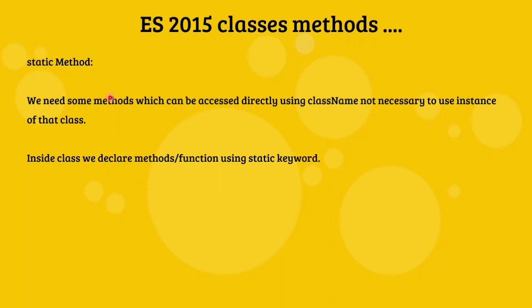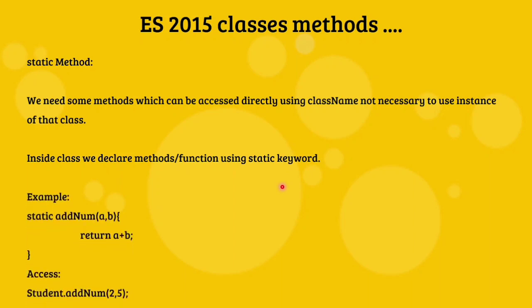So firstly, what is static method? When we need some methods which can be accessed directly using class name, not necessarily to use instance of that class or the object, at that time, we are using static method. So whenever we are declaring static method, we are simply writing static keyword before the name of our method. Here is an example. We are writing addName as a static method. So before the name of the method, we are writing static keyword. And inside this method, we are executing our task.